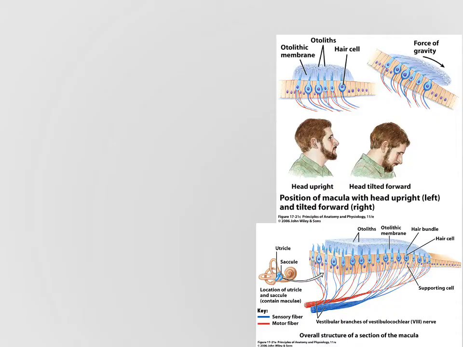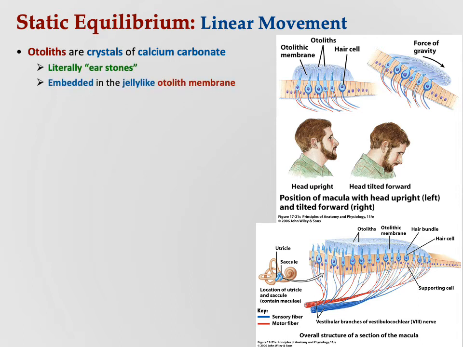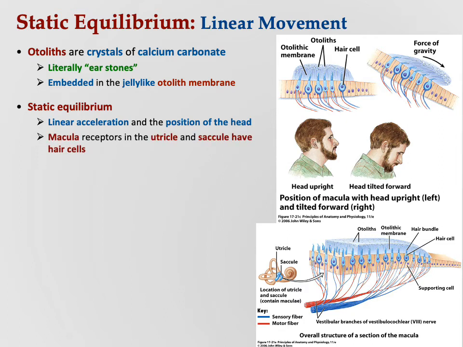So, static equilibrium, linear movement, all right. Otoliths are crystals of calcium carbonate. The word otolith: oto, ear, lith, stone. So otoliths, crystals of calcium carbonate, literally ear stones, embedded in a jelly-like otolith membrane. So there you see in the upper right, and on the lower right as well, otoliths embedded in that jelly-like membrane. And so for static equilibrium, linear acceleration in the position of the head. So in other words, moving in a straight line, and also how you tilt your head. That's what gets detected here.